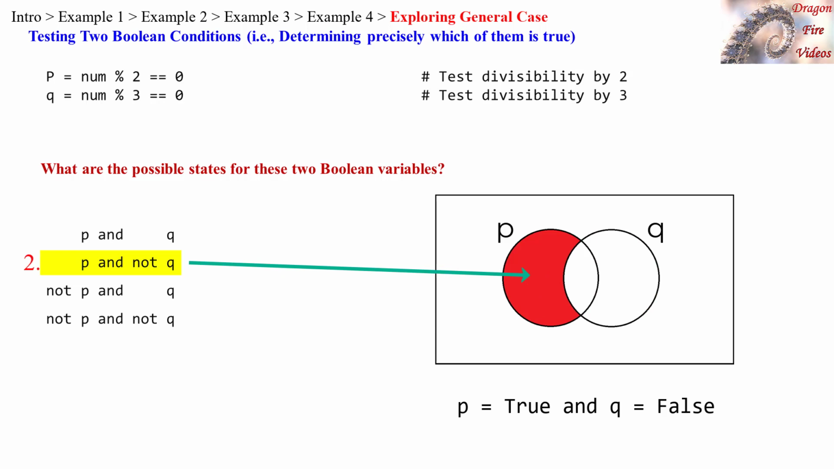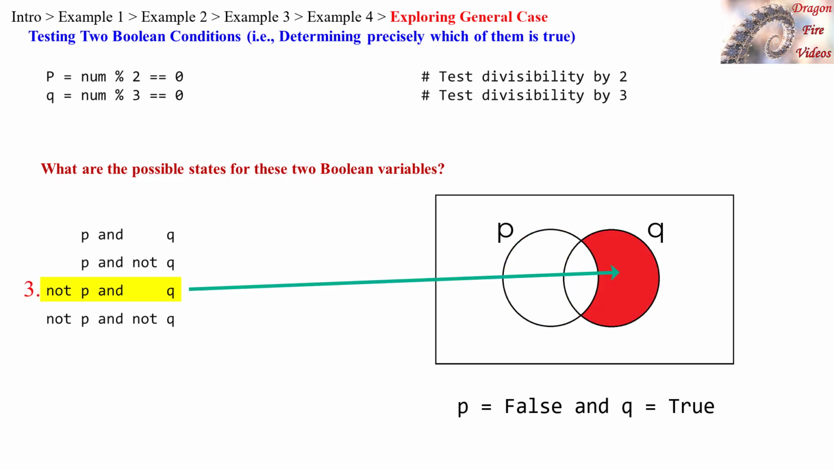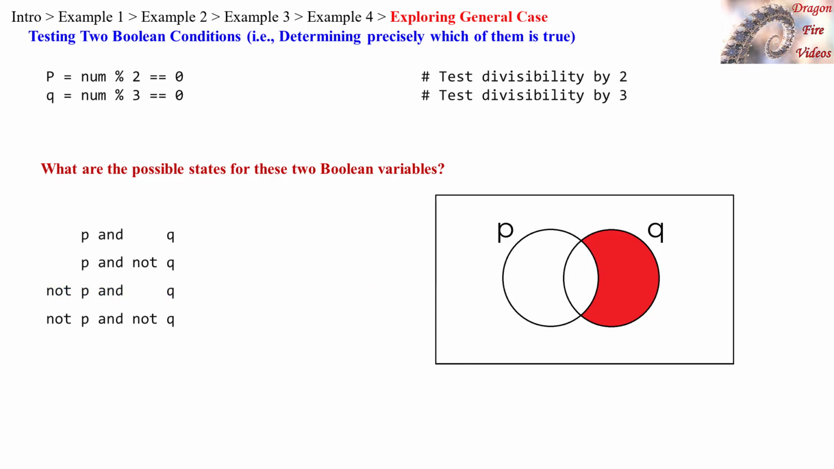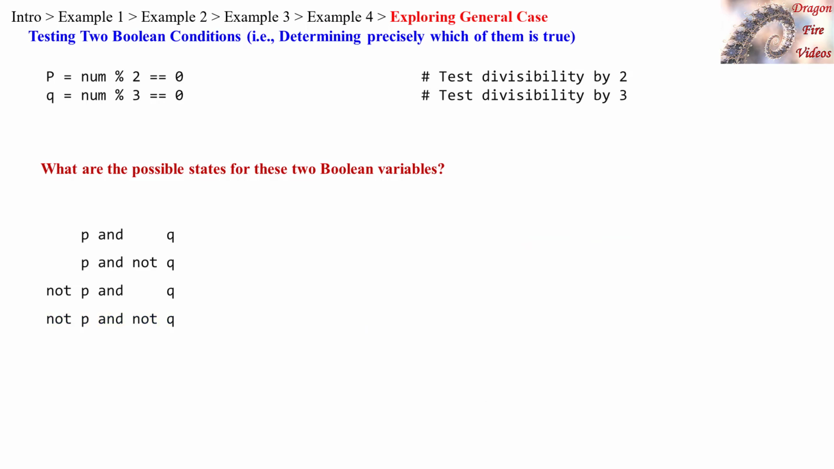So here's another one. This is graphically what we think of when P is true, but Q is not true. Second state here. Third state, Q is true, but P is not true. The fourth state is neither P nor Q is true. So both not P and not Q, that you're out here. So neither of the two conditions is true.